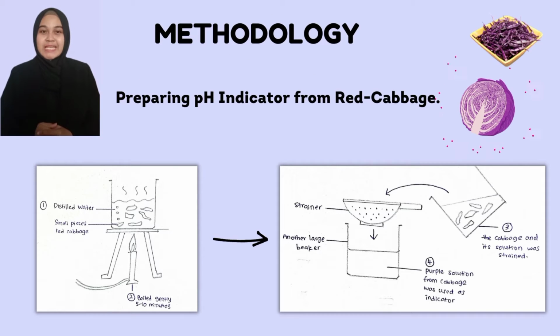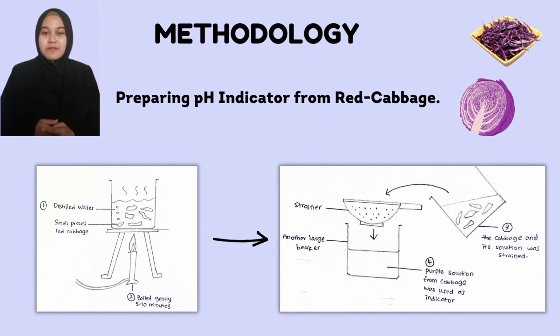Next is the methodology of this experiment. First of all is preparing the pH indicator from Red-Cabbage. For the first step, a small Red-Cabbage was grated into small pieces and placed into a 500 ml beaker. Then distilled water was added. The mixture was boiled gently for about 5 to 10 minutes until the color became dark purple.